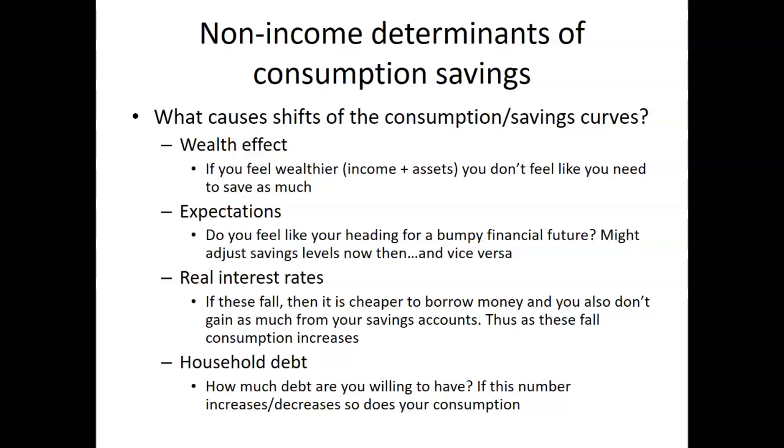So why would anybody shift their consumption schedule? Why would the consumption curve shift upwards or downwards if your income doesn't change? Well, there are four reasons. One is called the wealth effect. Income is just your salary, your wages. Wealth includes assets, stocks, bonds, a house, whatever else.